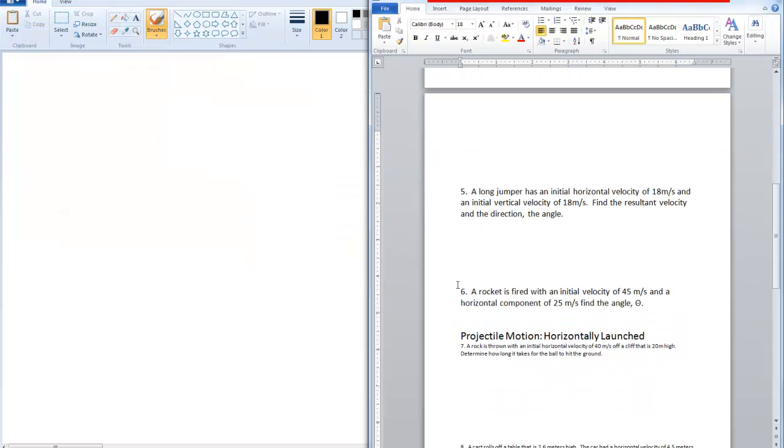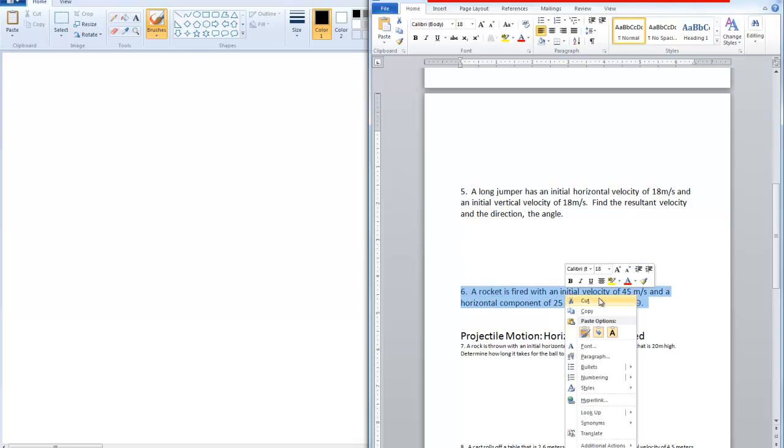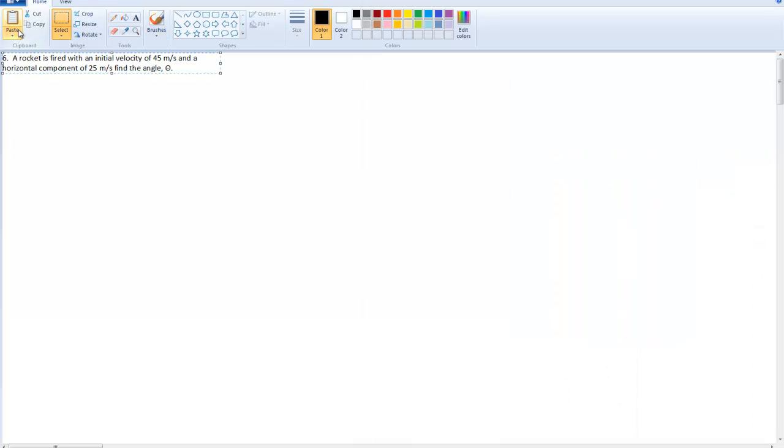All right, number 6. A rocket is fired with an initial velocity of 45 meters per second. So that's not the horizontal and it's not the vertical. That's the initial. It has a horizontal component of 25 meters per second. And then I want you to find the angle. So can you find the angle? If I just give you these two pieces, can you find the angle?